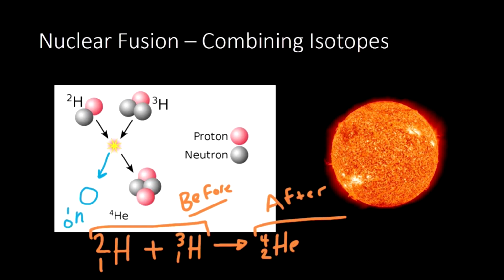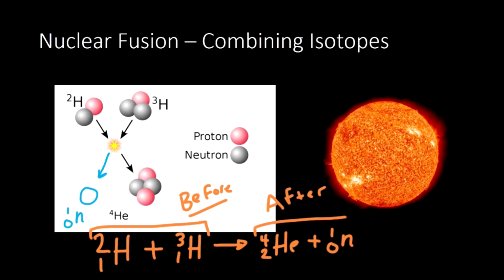It's not an element because it doesn't have a proton. And remember, you need a proton to have an element. The number of protons is what defines an element. And so here on the after, we're going to also get out a neutron. And now you can see that we have 5 total things in the nucleus before and 5 total things in the nucleus after. So that's a nuclear equation.